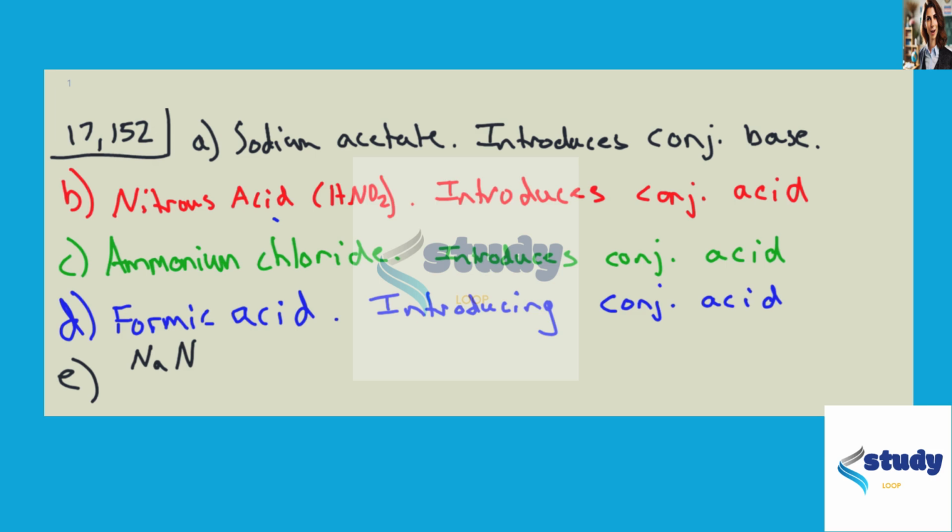It should be H2PO4. This would be the conjugate acid, or we could introduce Na3PO4, and then this one here would be introducing the conjugate base. So either would work.